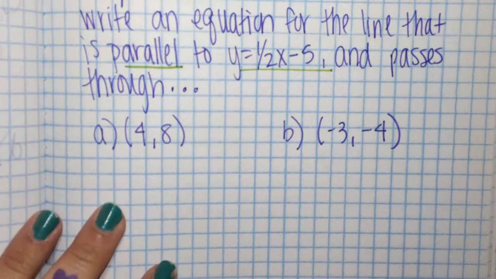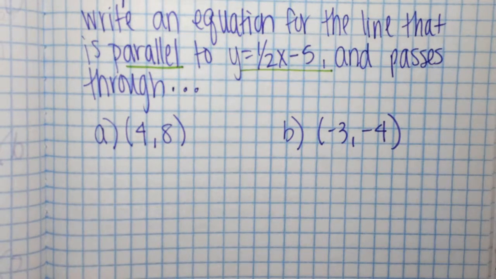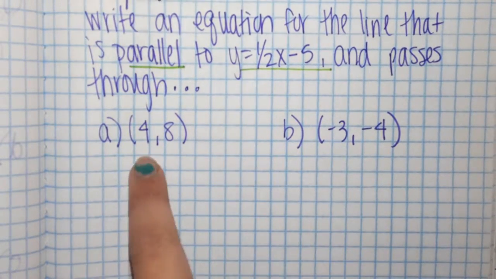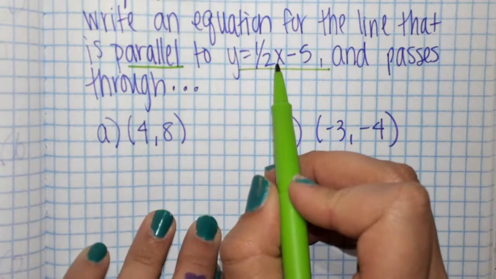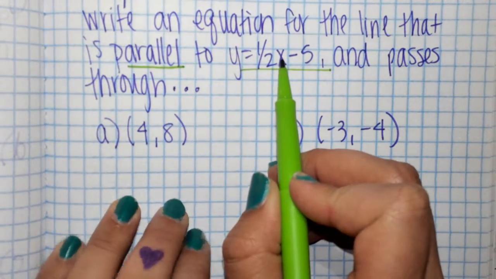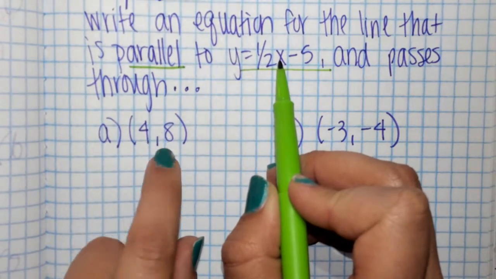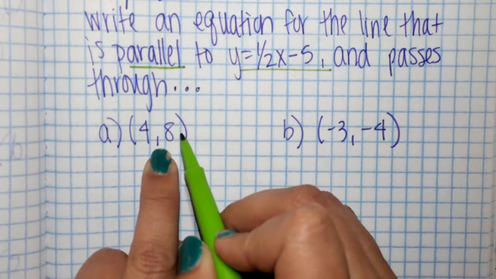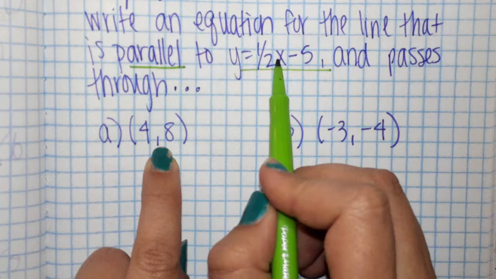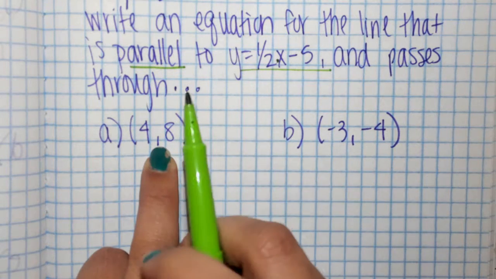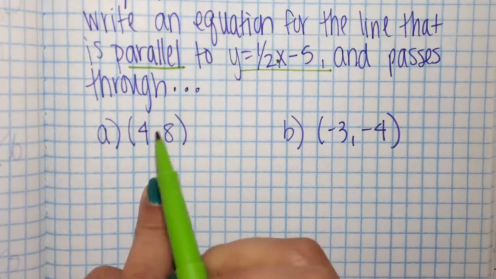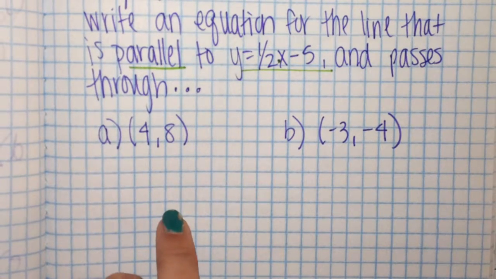Slope. You said what slope? What slope am I going to use for the parallel line? They have the same slope. So this is our first line, and we're trying to write an equation of the new line that goes through this. Does everybody understand? This is a different line that is parallel to this one. Parallel lines have what? Same slope. So what slope am I going to use for my new line?